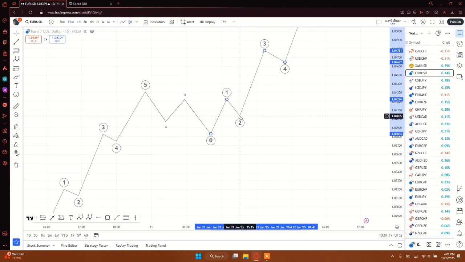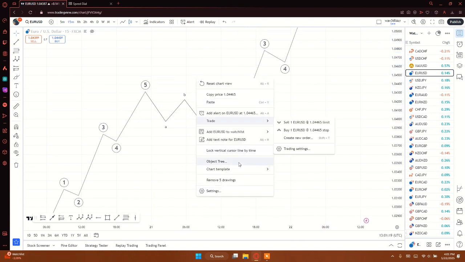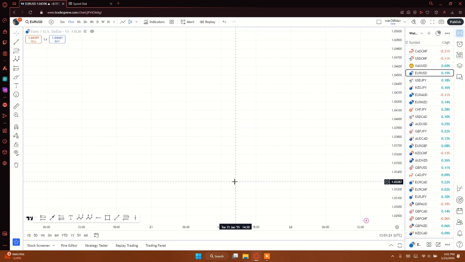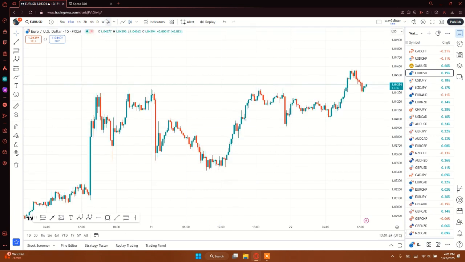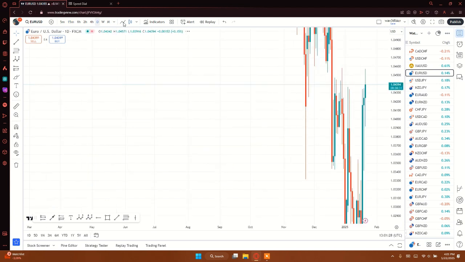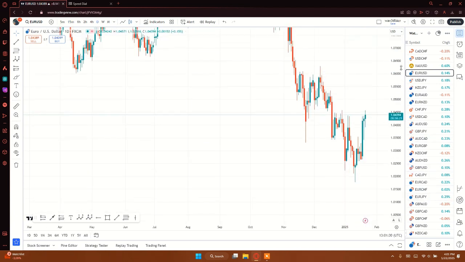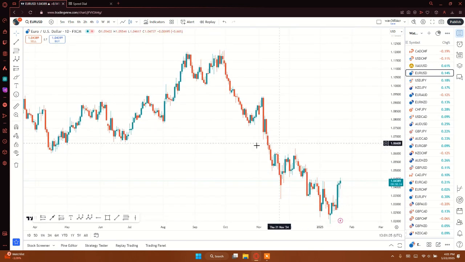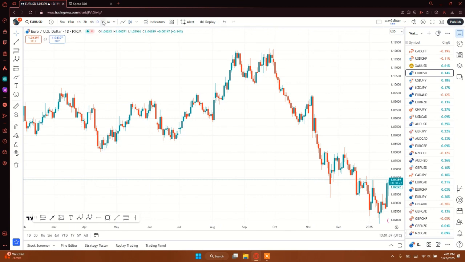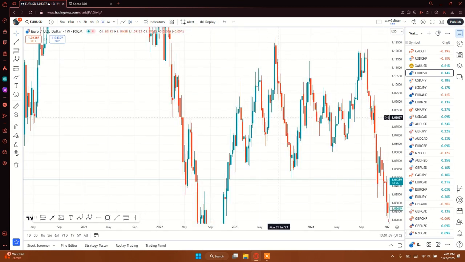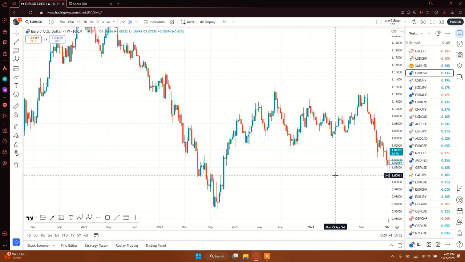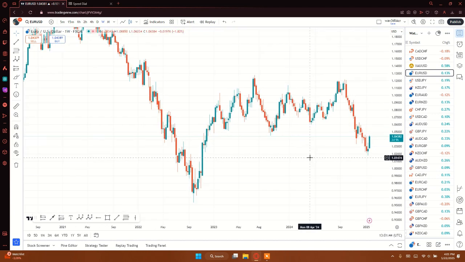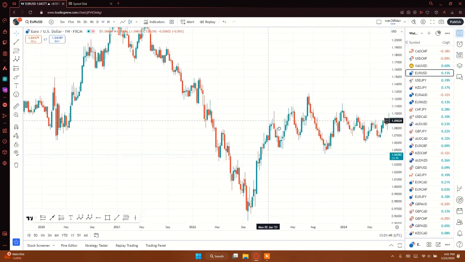I'll talk about the variations later. Let me go to the real chart. It is easier to appreciate these structures in the high time frame. I'm going to look for the structures.